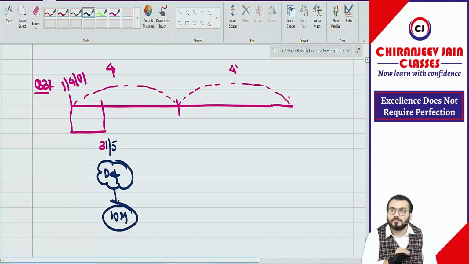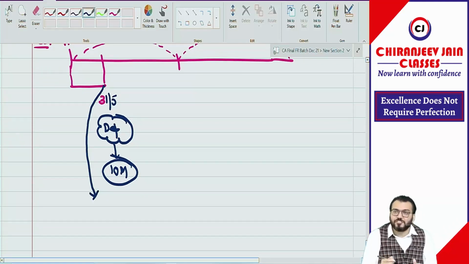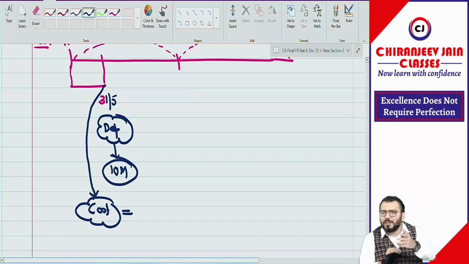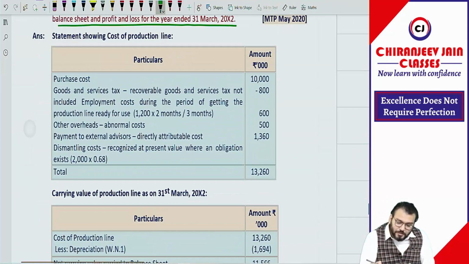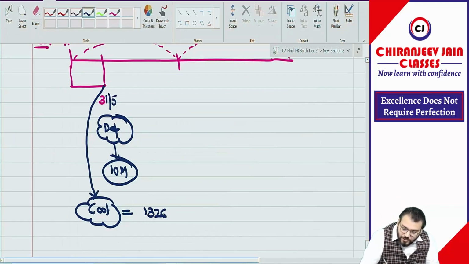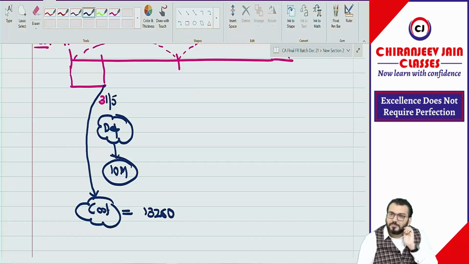10 months. Can I say this is the date when initial recognition capitalization will cease? So we need to find out the cost as on this date, which you can do by plus minus etc. Let us take the cost whatever is given in the question. This is given as 13,260. Can I take this 13,260? This you can calculate. Understood? Now the explanation is required. Up to this you can do.